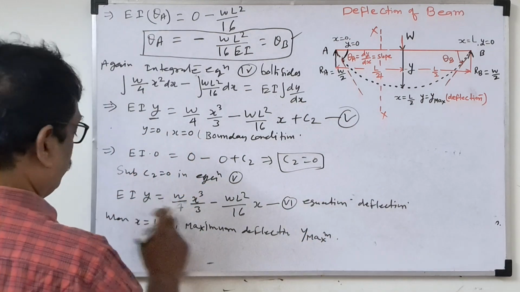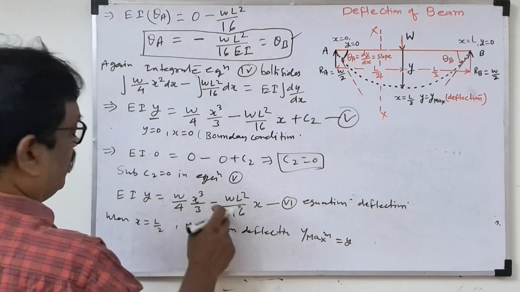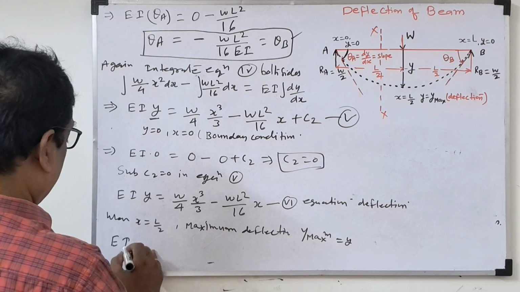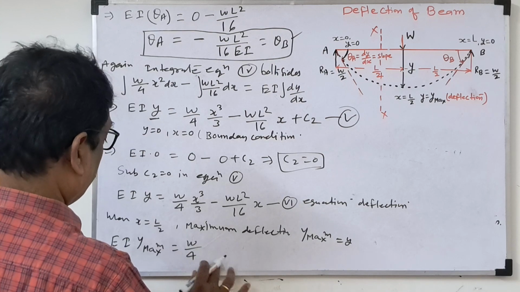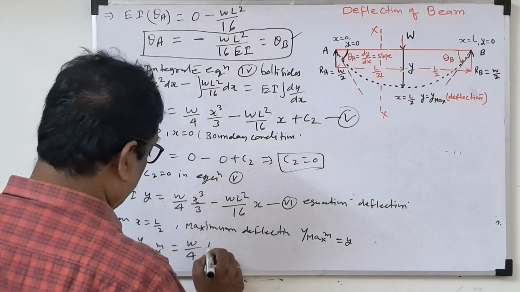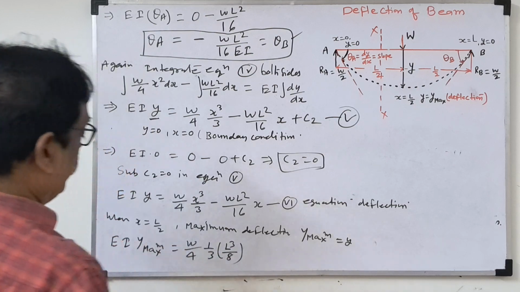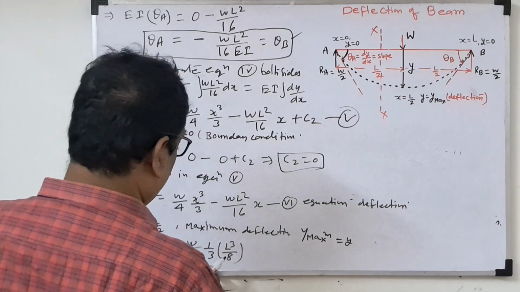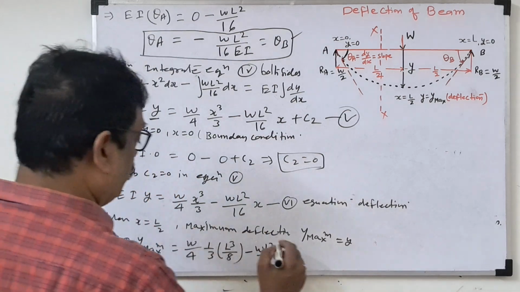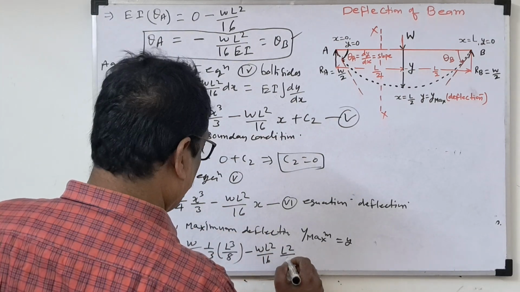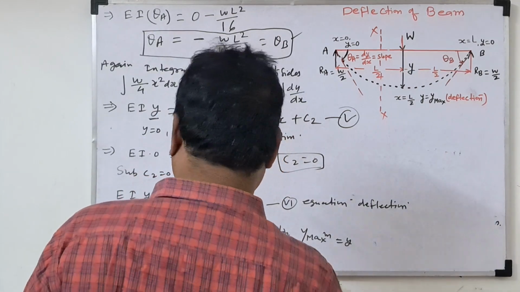So when we substitute y is equal to y maximum, x equal to L by 2 will give the maximum deflection. So EI y maximum equal to W by 4 into L by 2. First, 1 by 3 you take, L cube by 8, because 2 power 3 is 8. 1 by 3 taken outside. Now minus WL square by 16, x equal to L by 2, so L square by 2 into 4. Now we will solve this here.